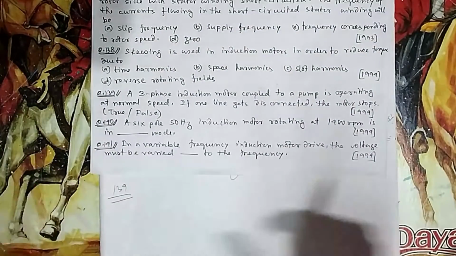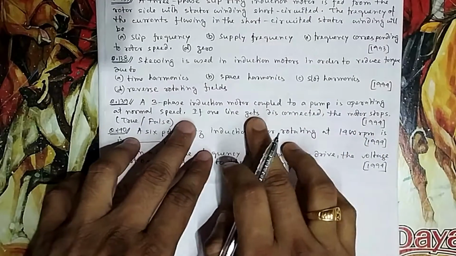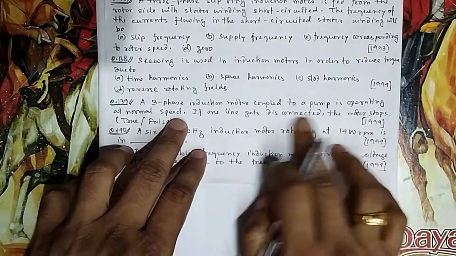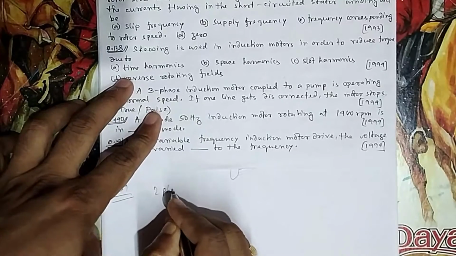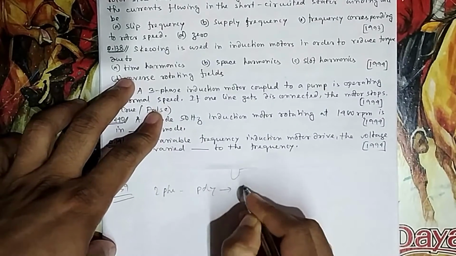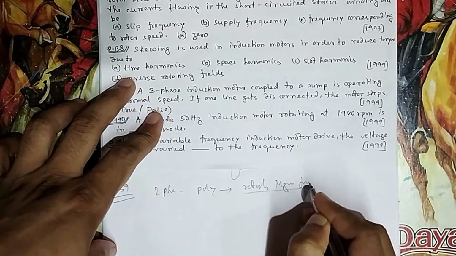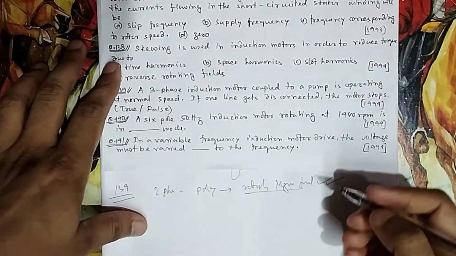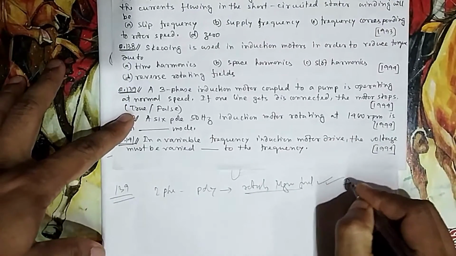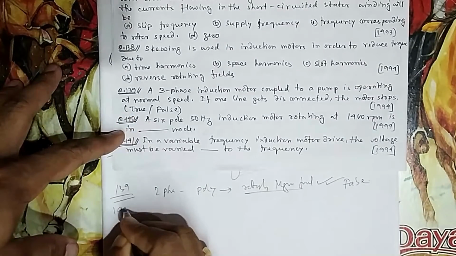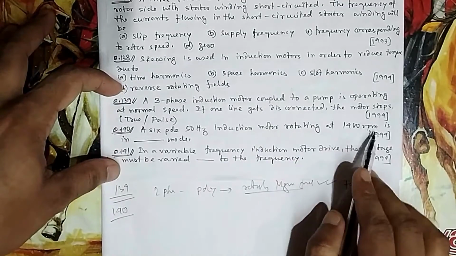So 139: a 3-phase induction motor coupled with a pump operating at normal speed. If one of the lines gets disconnected, then the motor stops. No, the motor will not stop. Why? If one phase gets disconnected, it is still 2 phases. Still it is polyphase, so your rotating magnetic field is there. Induction motor is rotating due to this rotating magnetic field. Because it is still present, the motor will still continue to rotate. So that's why it is false. So 139 is false.